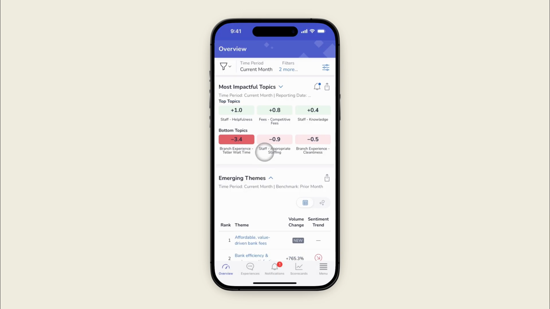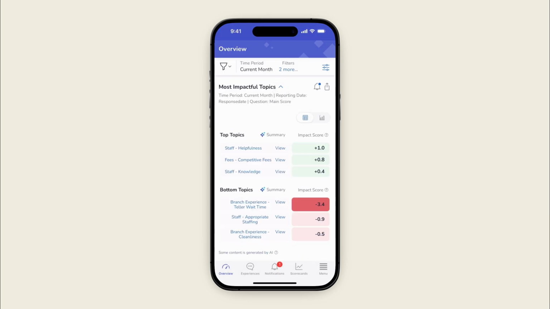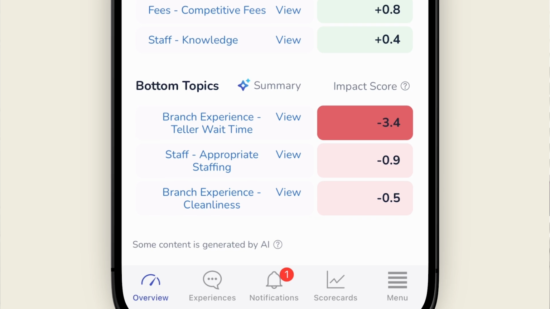A quick look at the most impactful topics shows that wait time is talked about so negatively that it's bringing down the main score by more than 3 points. Taylor's thinking a recent branch closure probably drove more customers than expected to the remaining branches, spiking the wait time.